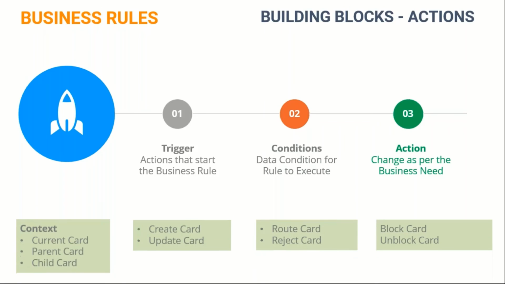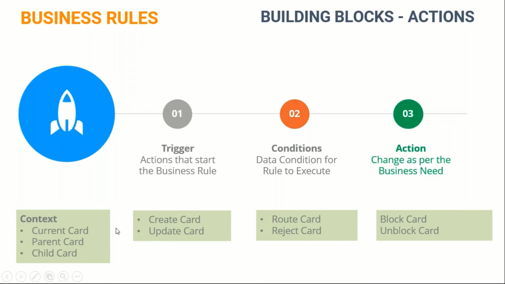And finally, at the actions, we saw that you can perform create card, you can do a route, reject, you can do a block, unblock, and not just for the current card, but you could do this for your parent card and child card as well. So these are all the options that are available, which are part of the standard steps to go about building a business rule. But this is where it doesn't end.